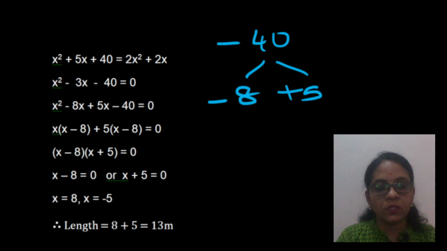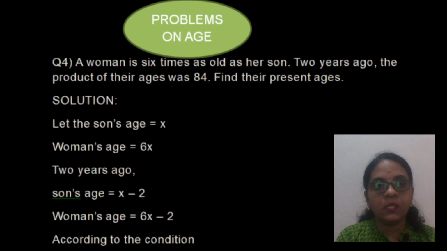Okay. So now we'll do some problems on age. Here it is given that a woman is 6 times as old as her son. 2 years ago, the product of their ages was 84. Find their present ages.